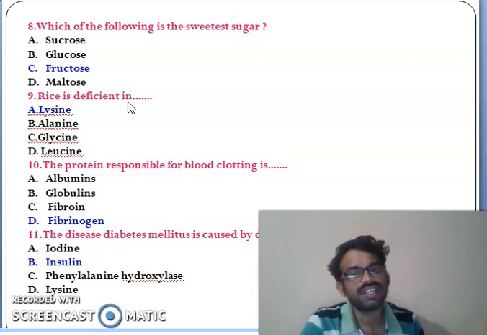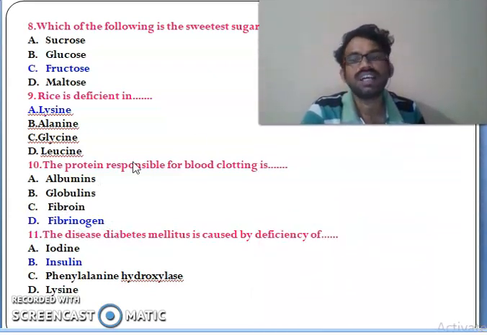So rice has a deficiency of lysine, one of the amino acids. The 10th bit: the protein responsible for blood clotting is called albumin, globulin, fibrin or fibrinogen. So D is the correct answer.